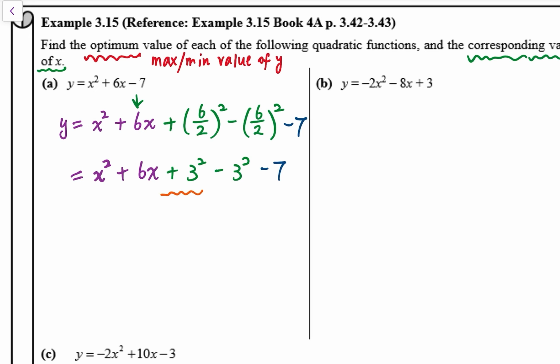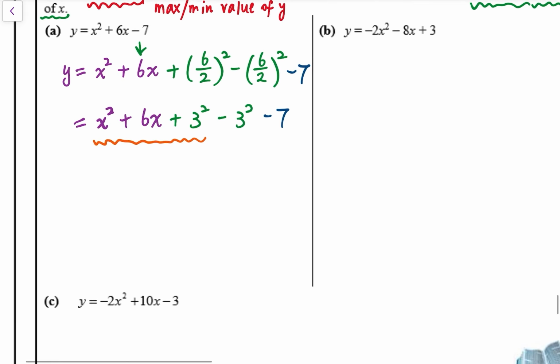So we can focus on these first three terms, which would give me a perfect square of (x plus 3) all squared. The last two terms will be negative 9 minus 7, which would be negative 16.